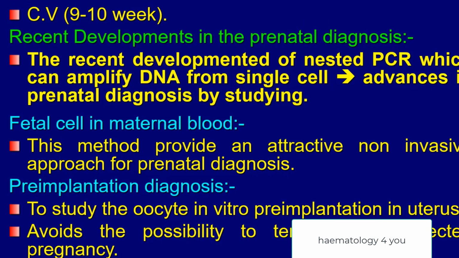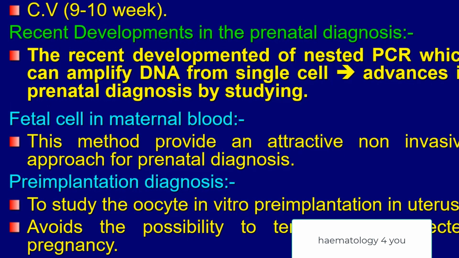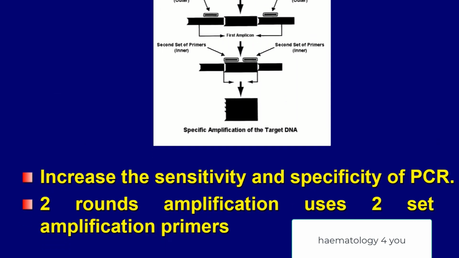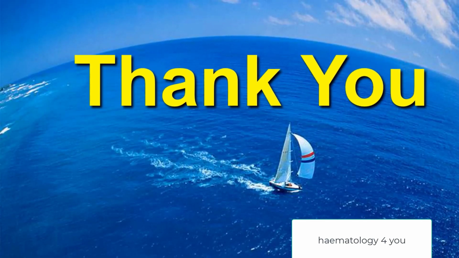Pre-implantation diagnosis: to study the oocyte in vitro before implantation in the uterus, avoiding the possibility of having to terminate an affected pregnancy. Nested PCR: increases the sensitivity and specificity of PCR. Two-round amplification: uses two sets of amplification primers.